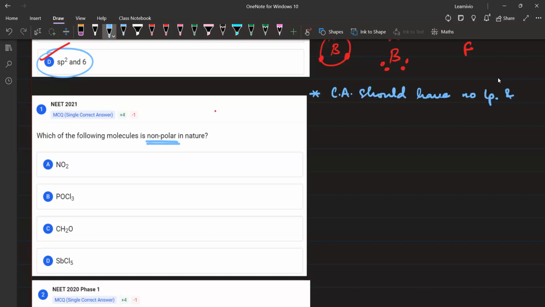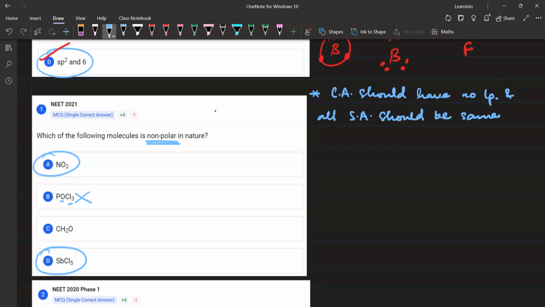In this case, I will look at the compounds which have the same surrounding atoms. We don't have any different surrounding atoms. We have two such cases, that is NO2 and SbCl5. If I look at PCl3, here we have phosphorus as the central atom, and the surrounding atoms are different, so this cannot be non-polar. Even CH2=O, where we have carbon with double bonds, cannot be non-polar. This will also be polar.